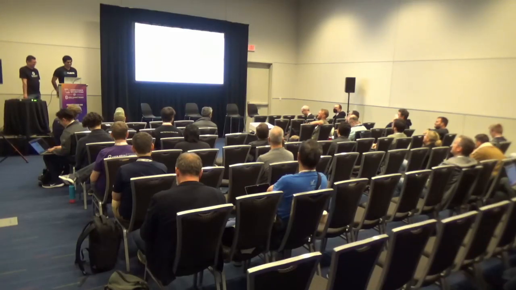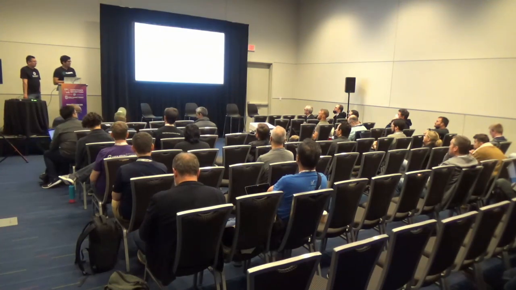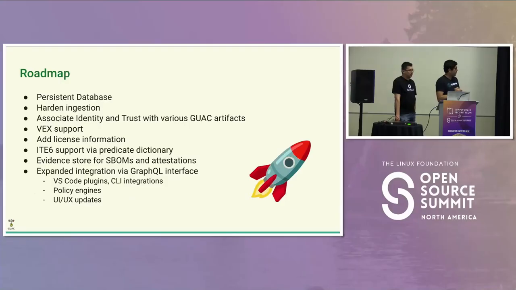No, a serious question. With the roadmap stuff, is there any particular project that needs more help, or a call to action? What's the priority amongst those? Where can we help? I think the persistent database is one of the most important features the community would like to see. We want to figure out what the best database is that people would want to use. The second piece is hardening the ingestion. So try it out and let us know if there are ingestion issues, create issues, or open PRs and try to fix them yourself. We welcome that. Those are the two main ones, and then identity and trust.